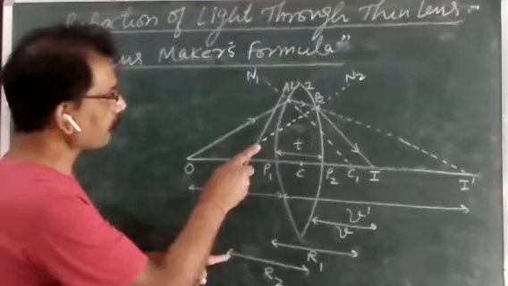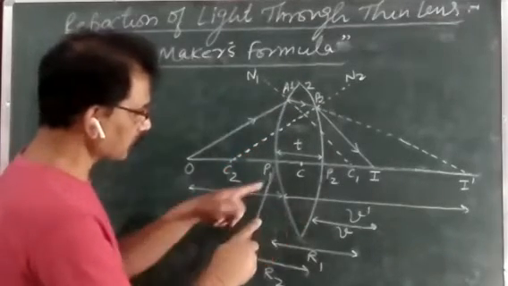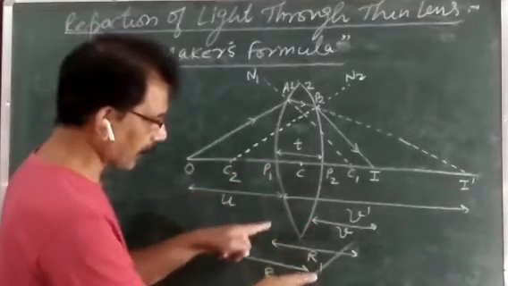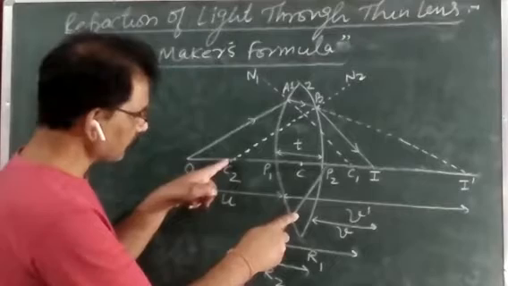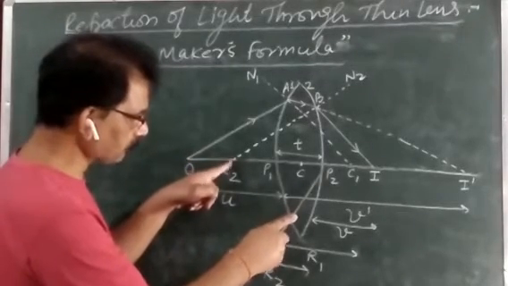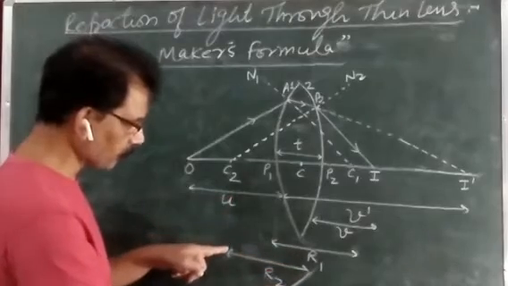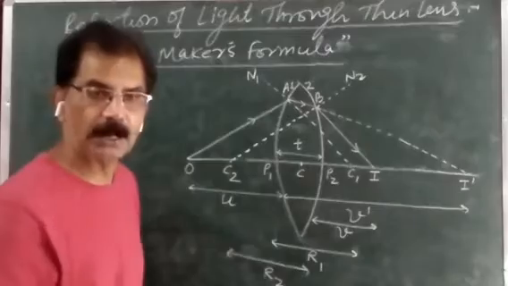It means the center of curvature for the first surface A is C1, whose distance from P1 to C1 is called the radius of curvature R1. And similarly for the second surface, its center of curvature is C2, and its distance from P2 is P2C2, which is the radius of curvature for the second surface. What is it here? R2.